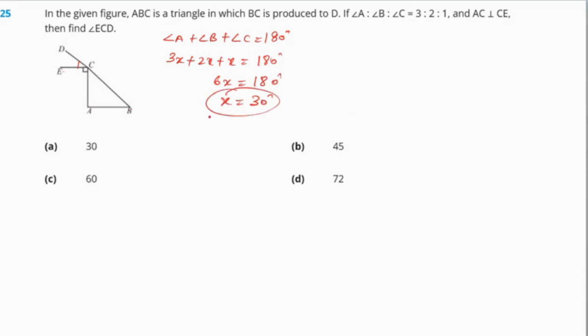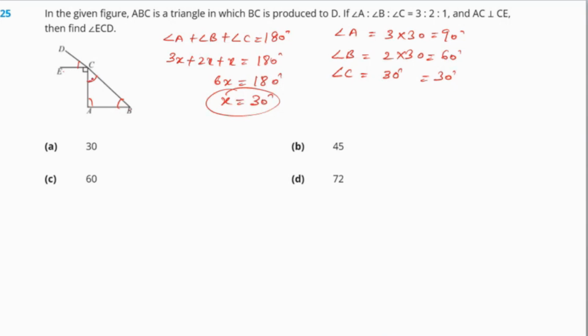So if the value of x is 30 degrees, what will angle A be? Angle A will be 3 times 30, which gives us 90 degrees. Angle B will be 2 times 30, which gives us 60 degrees. Angle C will be only 30. So we are getting A as 90, B as 60, and C as 30.